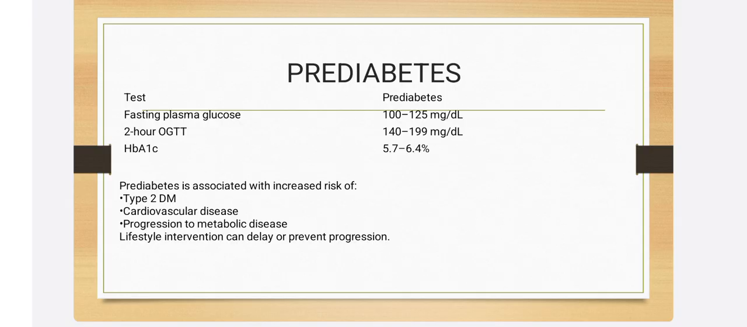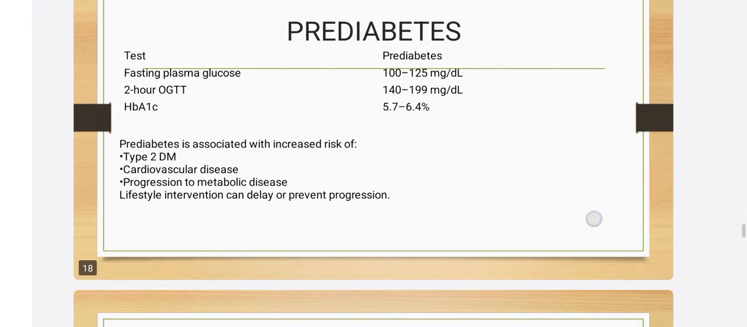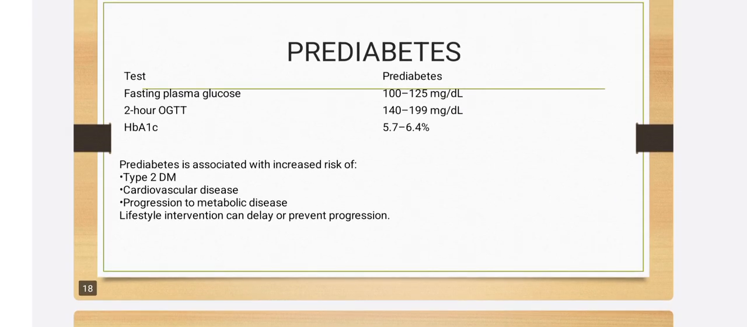Prediabetes is clinically important because these individuals have an increased risk of developing type 2 diabetes. They may also have increased cardiovascular risk. Weight management, increased physical activity, and appropriate dietary modification can significantly reduce the risk of progression to diabetes.